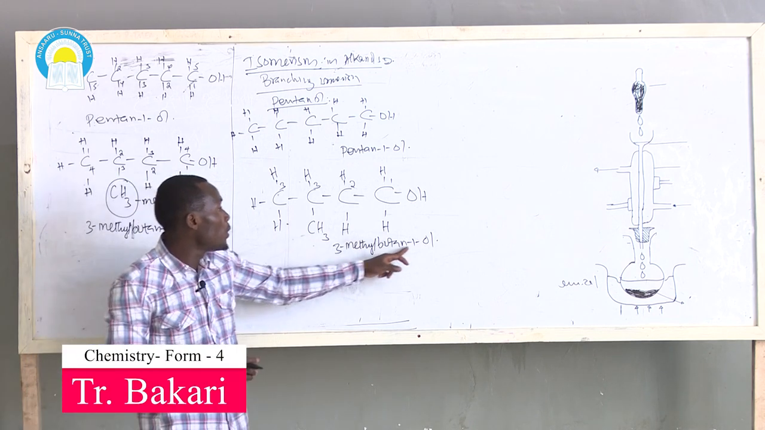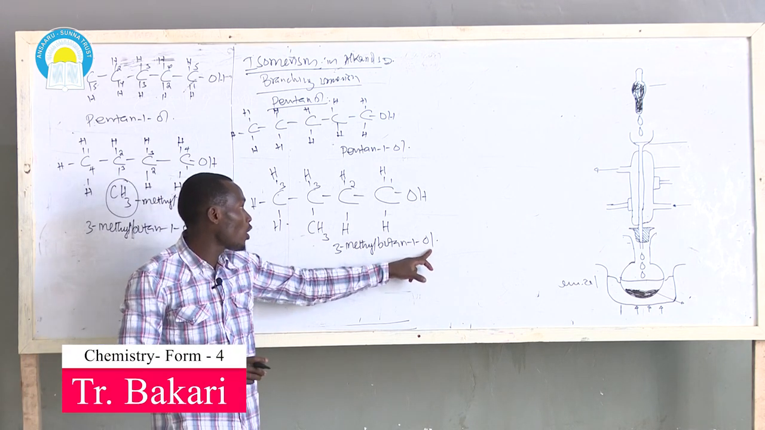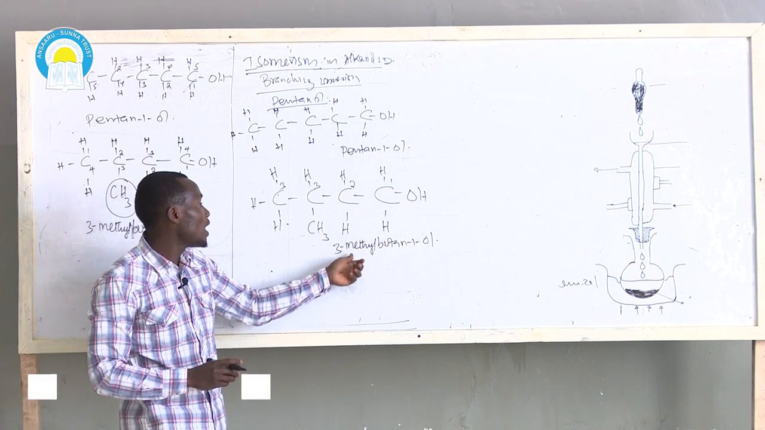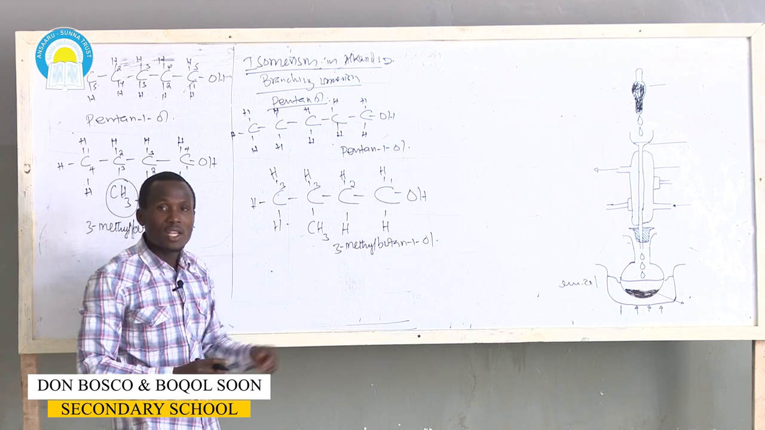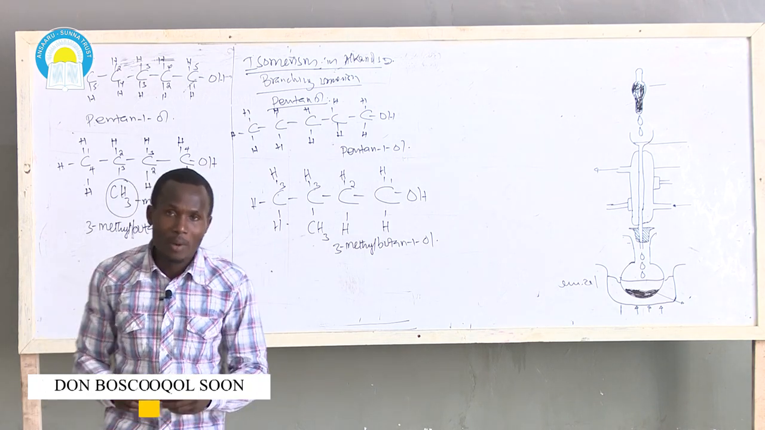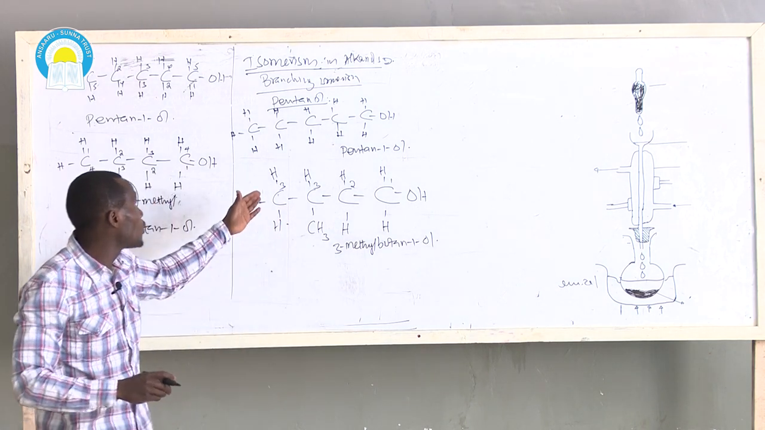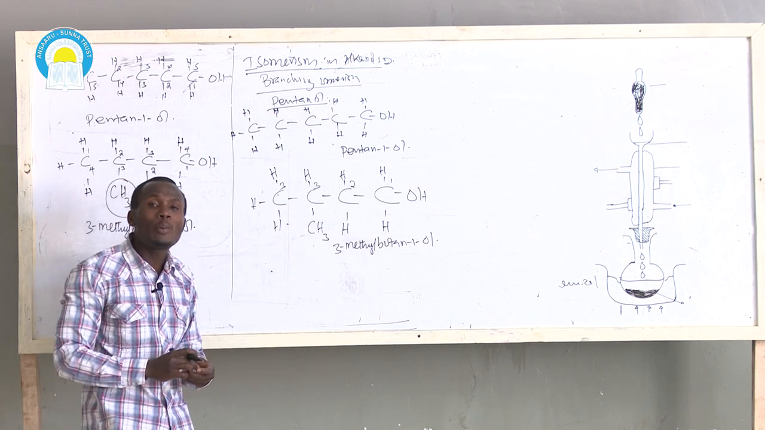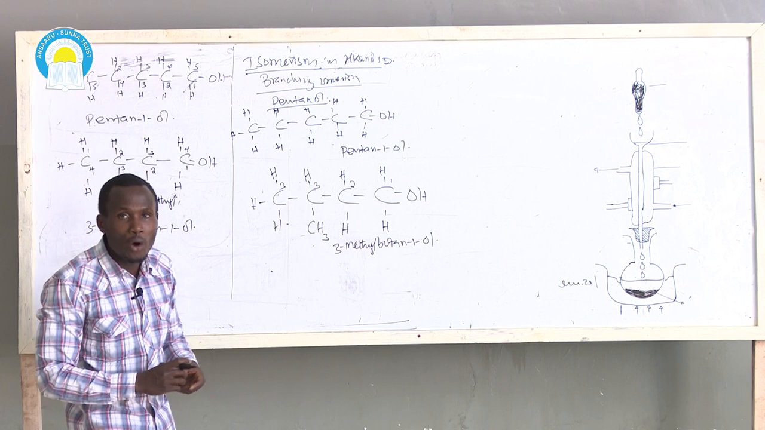Butan-1-ol. So butan-1-ol is from the parent name. Then the substituent group, which is a methyl, is found on carbon number 3. So this one here, we talk of branching isomerism, where the substituent group alkyls are being formed.